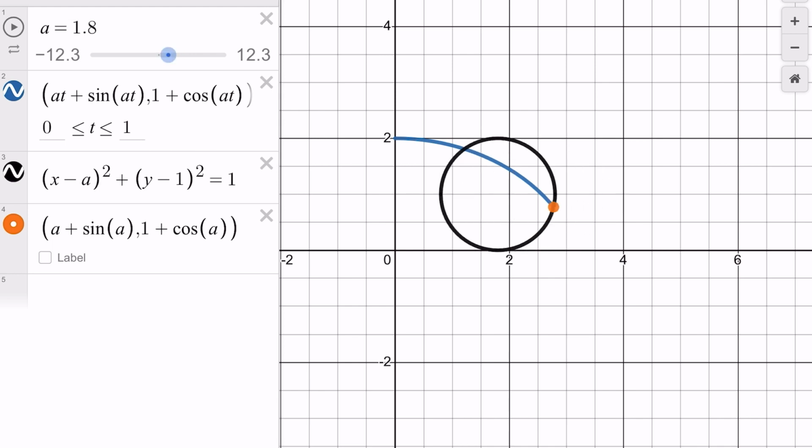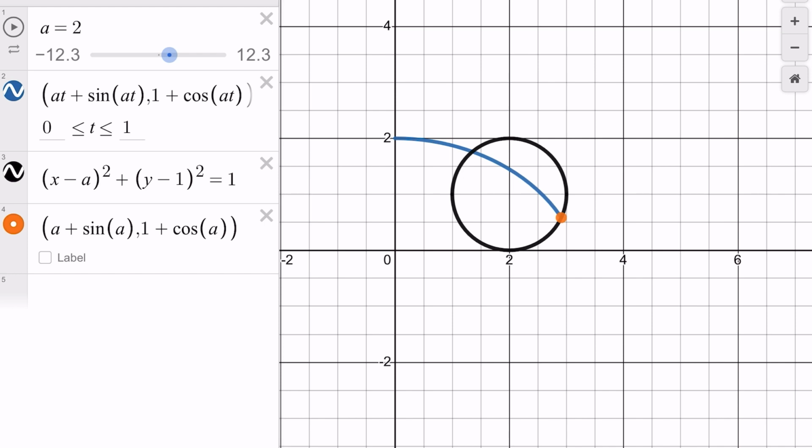So at a equals 2, the circle is centered at, stop there please. Good. The circle's centered at 2 there, but this point, the coordinate of it is now 2 plus sine of 2, 1 plus cosine of 2. And again, the cycloid's only drawn to t equals 1. It's drawn from t equals 0 to t equals 1, and the point is at the end of it. So that's where t equals 1, and if we've got a equal to 2 times 1, the coordinate there is 2 plus sine of 2, 1 plus cosine of 2.